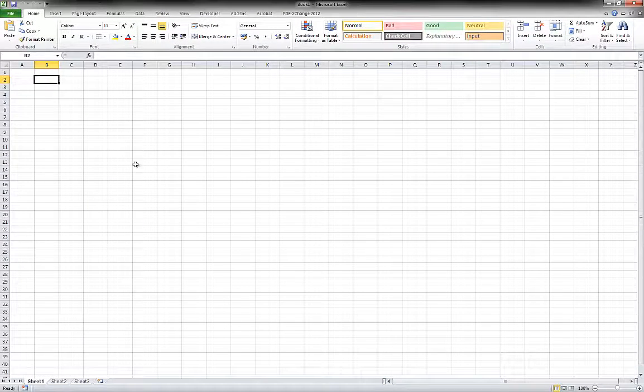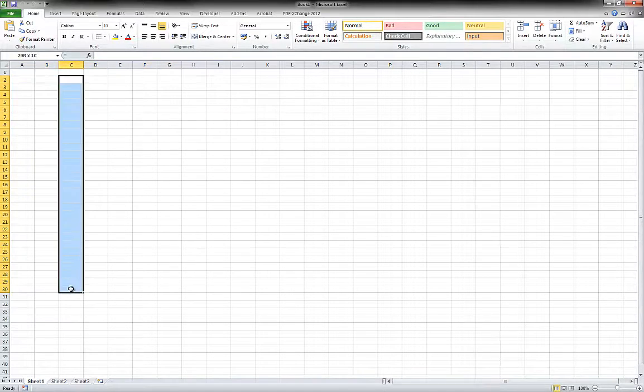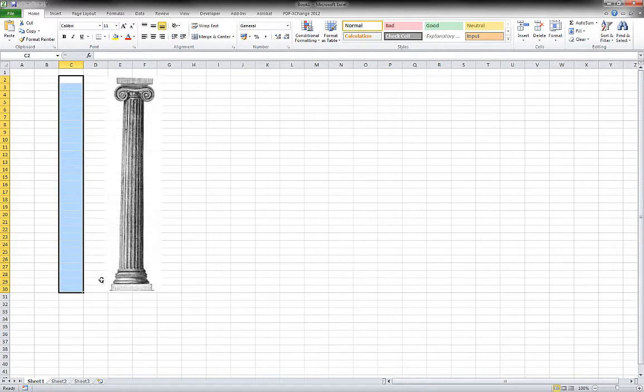Each worksheet is made up of a collection of rows and columns. This is where you enter your normal data. Rows go horizontally and columns vertically. A good way to remember is columns are what you might find in Greek colosseums, so they always have to be vertical.